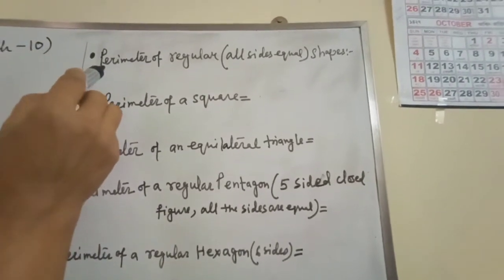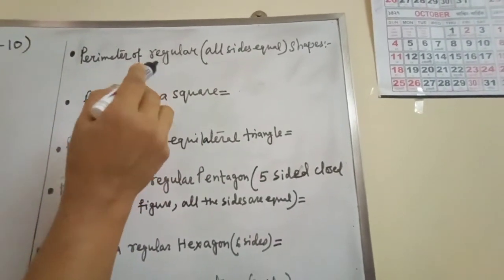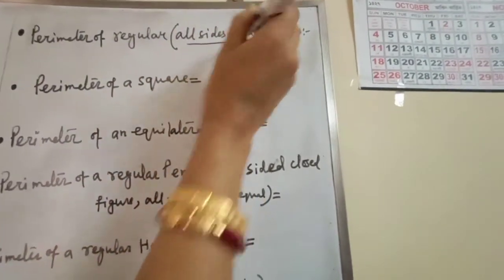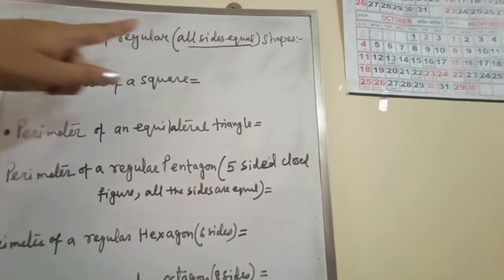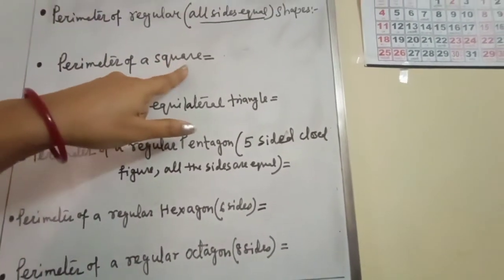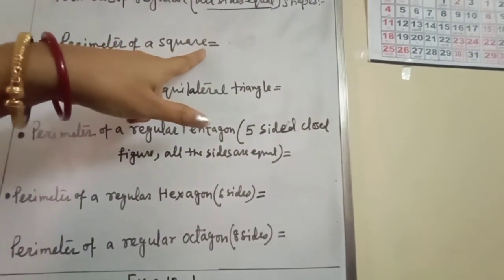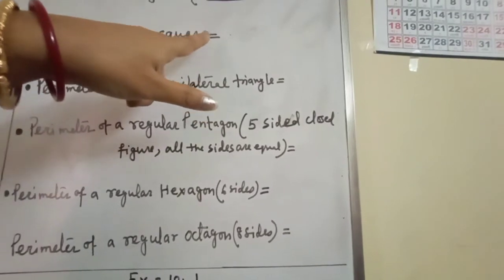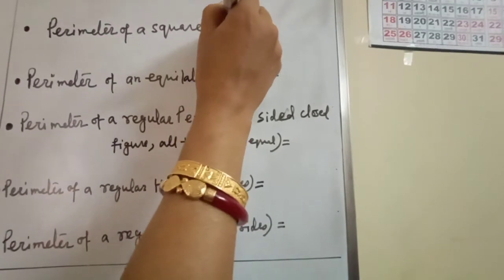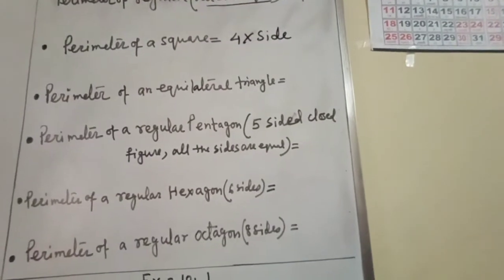Now, perimeter of regular shapes. What do you mean by regular shapes? Any figure where all the sides are equal is known as a regular shape, such as a square. You know that all the sides of a square are equal. So perimeter of a square, where the square has 4 sides, all equal, is 4 into side. This is the shortcut way to find the perimeter of a square.